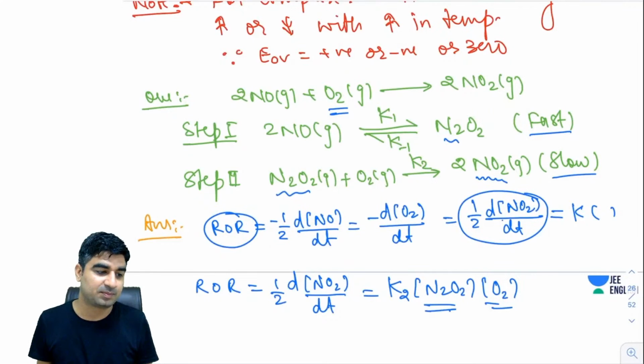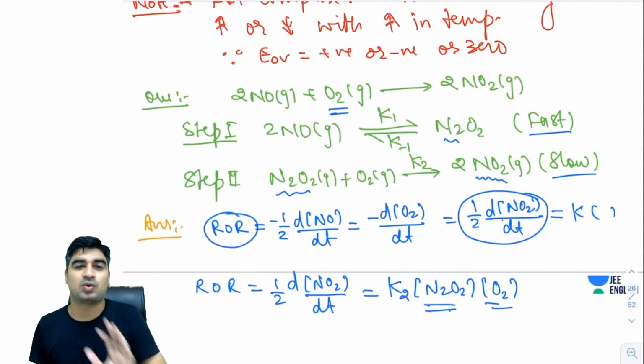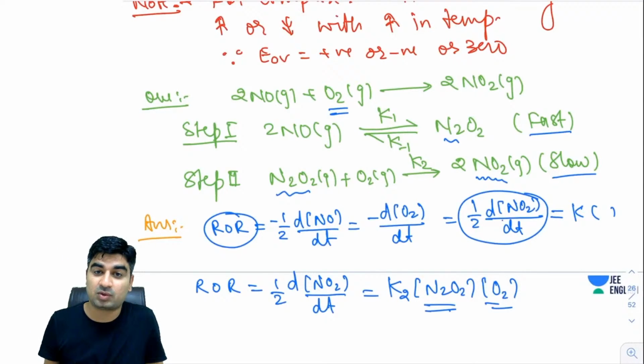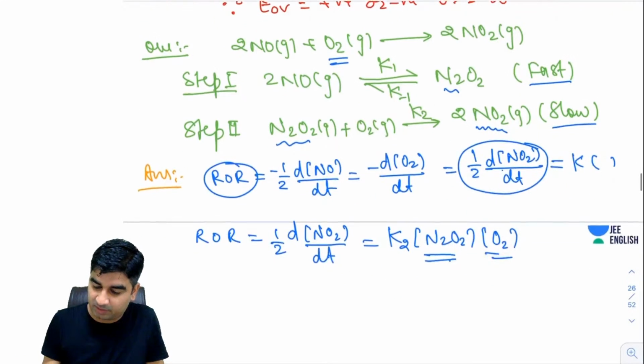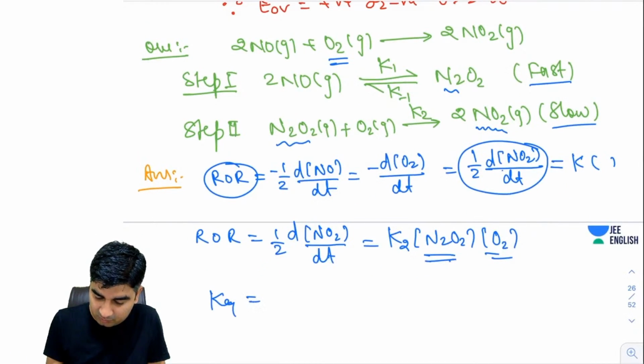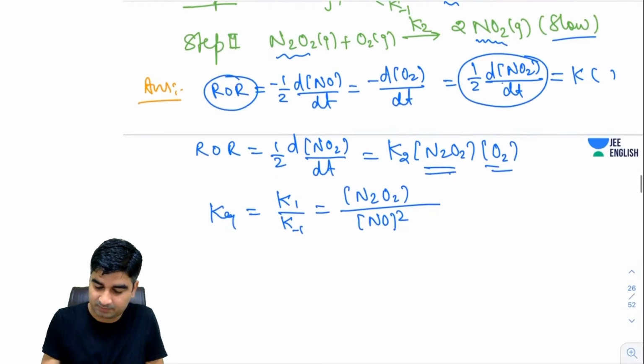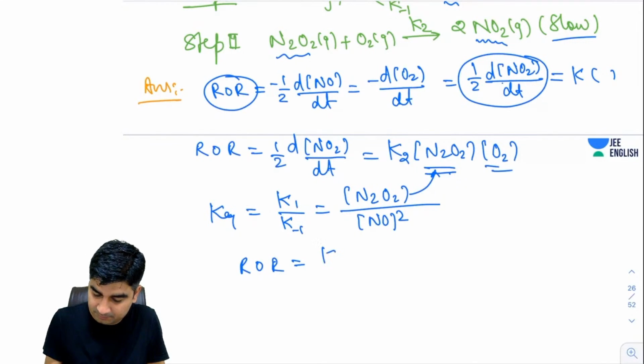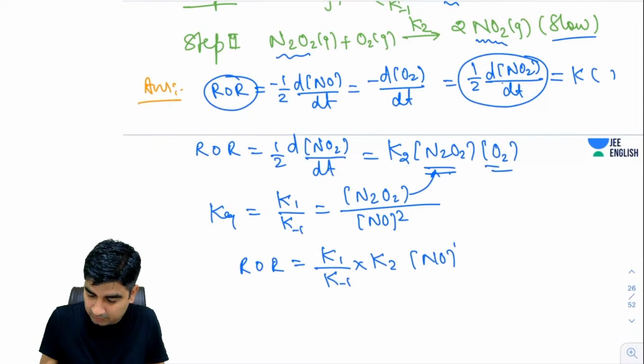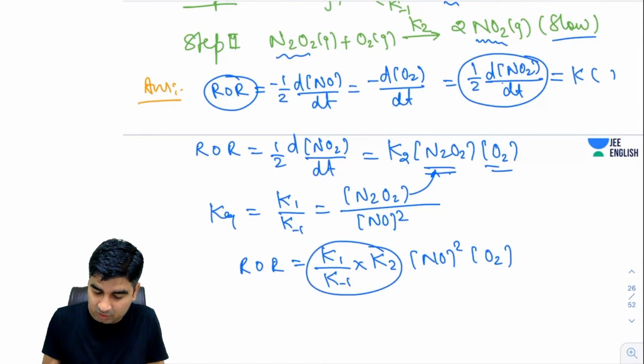Now, what should I do? I have to eliminate this N2O2. And how will I eliminate this N2O2? Now again I will use the equilibrium concept. K equilibrium will be equal to K1 upon K minus 1, which is equal to product upon NO square. So just put it here. So ROR will be K2 NO square into O2. So this is K overall.